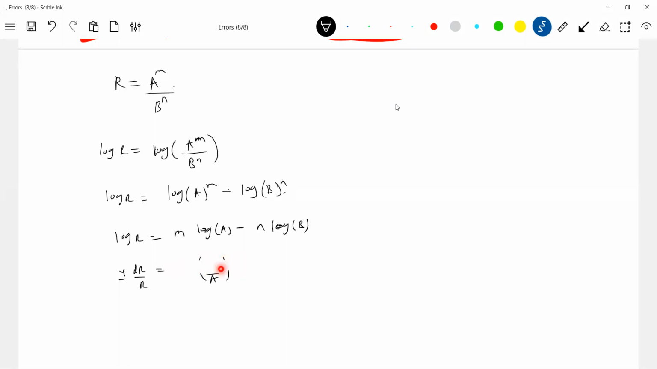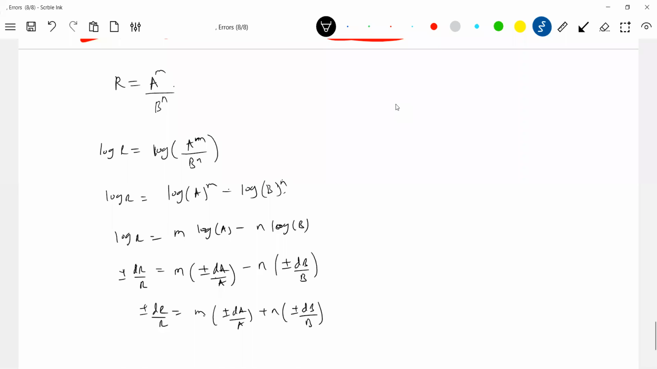I'll adjust it like this. One more step I'll write for your convenience. So this will be plus or minus dR by R, equal to plus or minus m dA by A plus n dB by B. Keep it like this only. So what happened, the quantities which are raised to a power get multiplied by that much of power. Suppose say here m is 3. The random error will get multiplied by 3 times. I think this will be more dangerous, no?